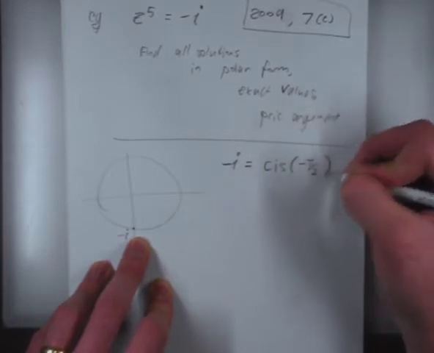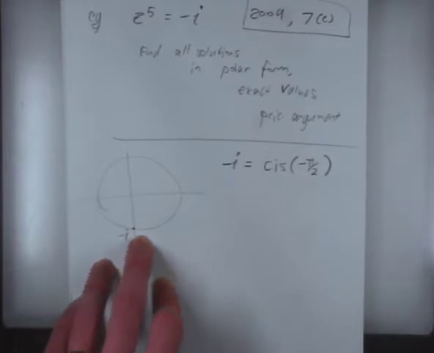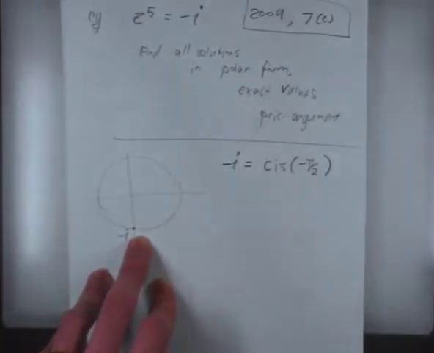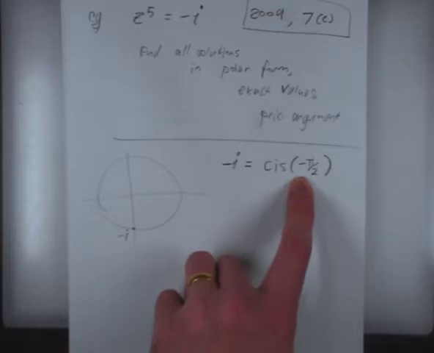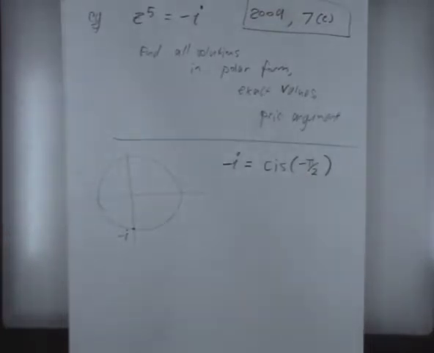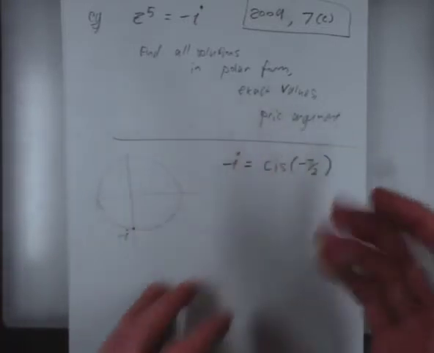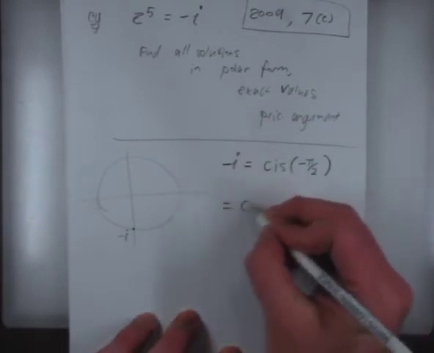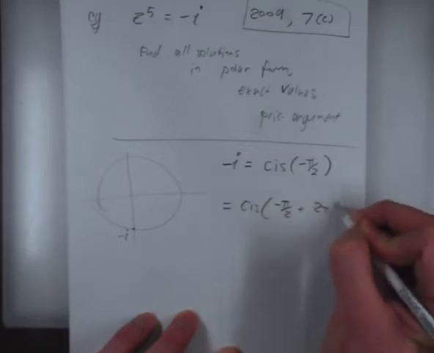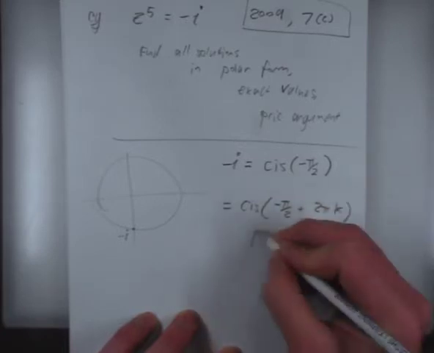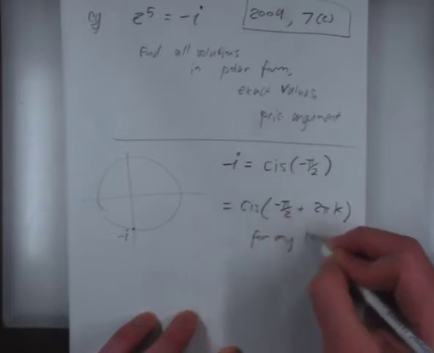Do you need to plus 2k lots of pi on that? Yes, I'm getting to that. Sorry, one step at a time. That's what cis is with one angle, right? But the reason why you get multiple solutions when you do roots is that there are multiple ways of representing this number. That's the first thing I would write down. And then I would say, well, this is actually equal to cis, for any integer k.